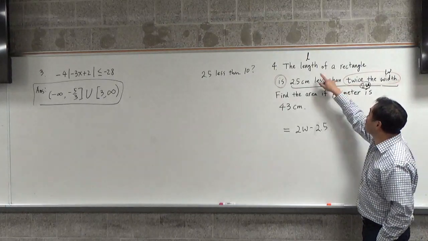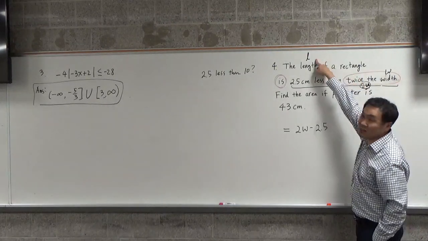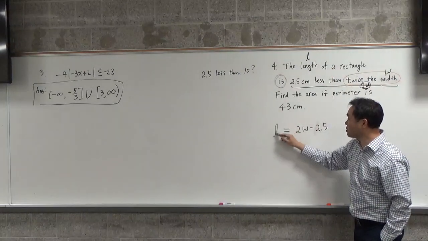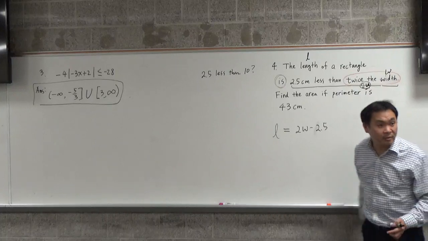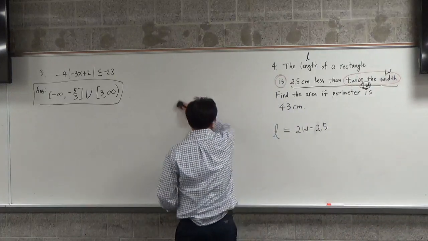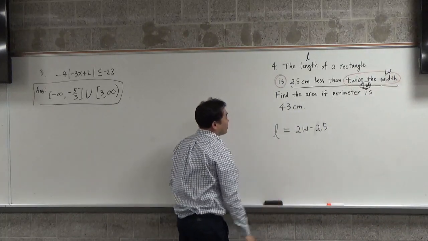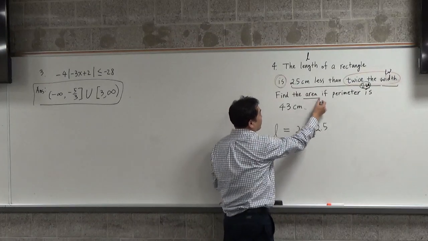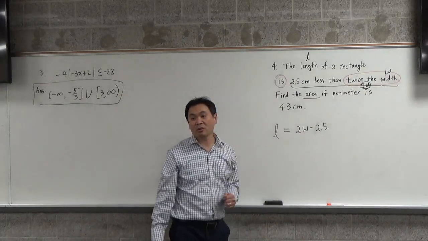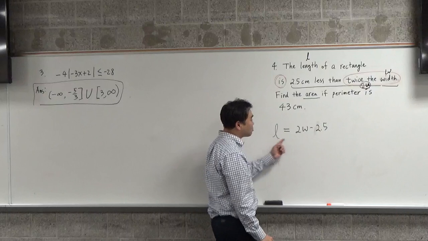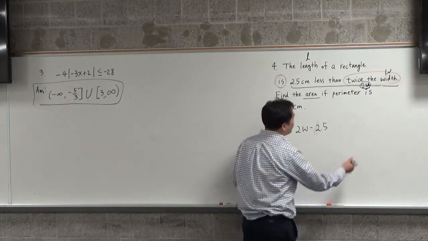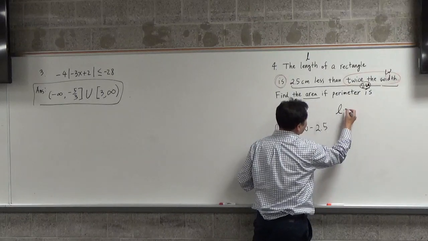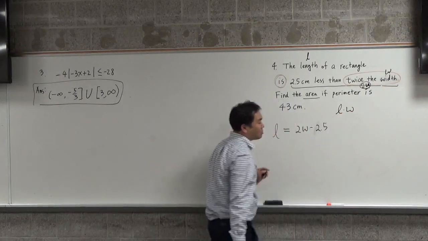On the left side, it says length of a rectangle, but that's just L, right? So I'm just going to put L there. Is this okay? All good? All right. Now, here's the thing. You're trying to find the area. What is area? How do you calculate area? Length times width. Base times height, in our case, length times width. So to answer this question, you need to know what L times W is.